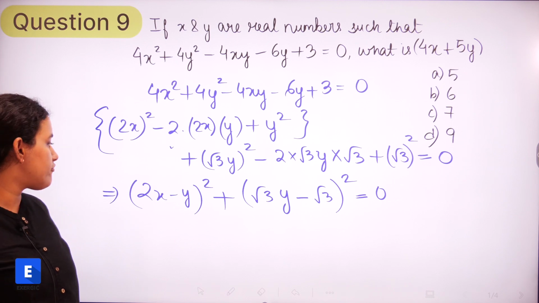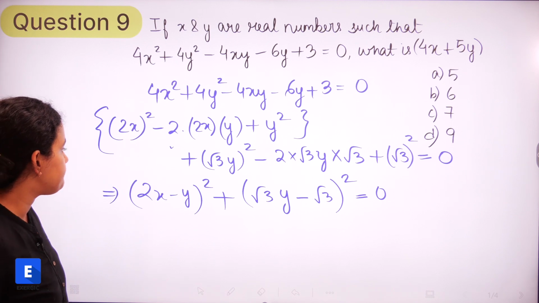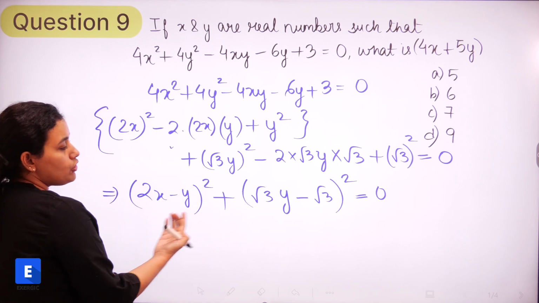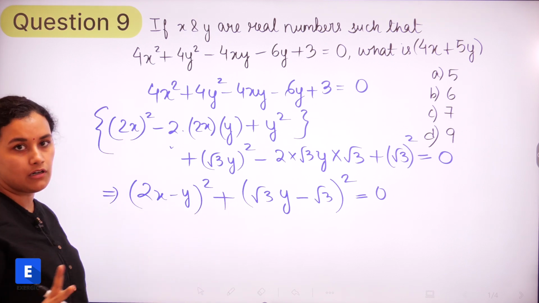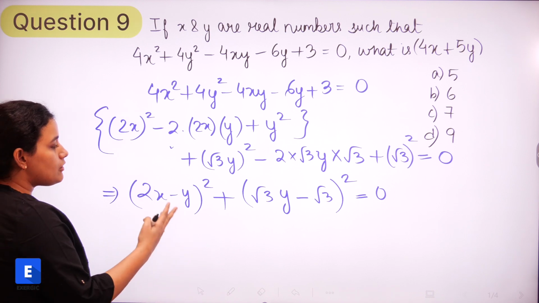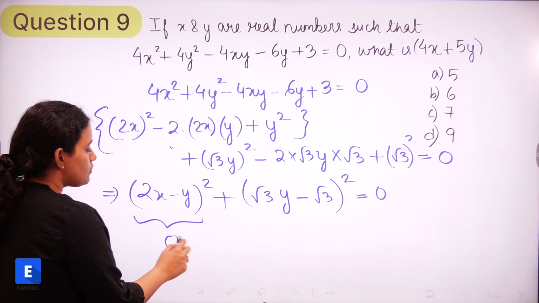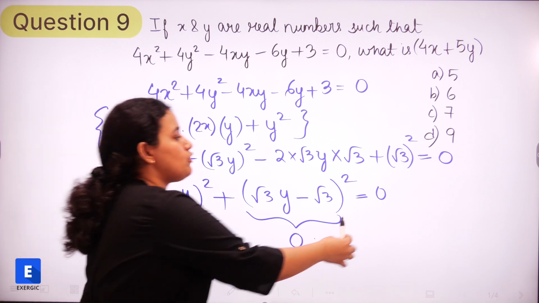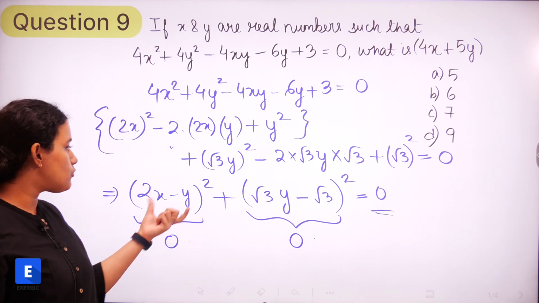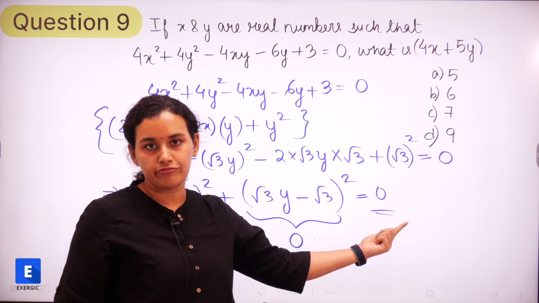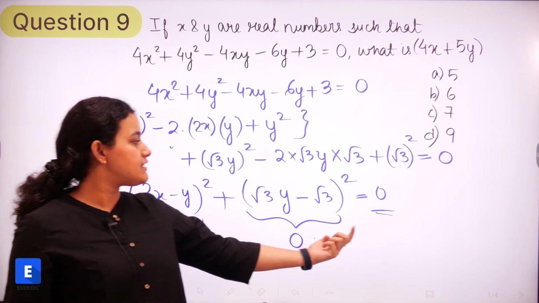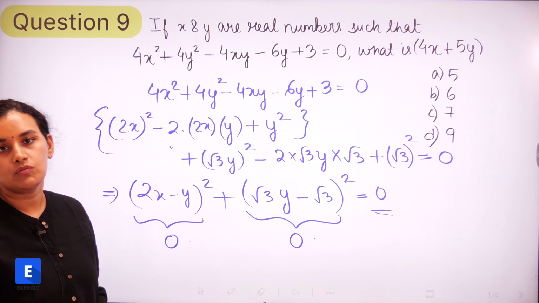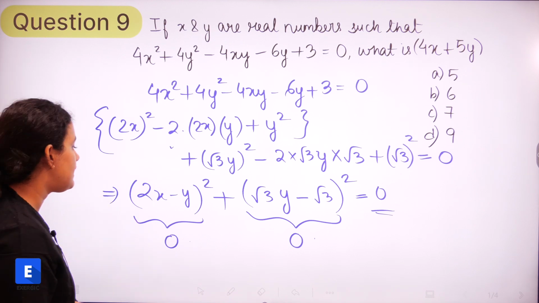Now we need to just simplify this expression. Notice that both of these terms are whole squares, so both of them have got to be positive. This is possible only when this term is equal to 0 and this term is also equal to 0. Only then the sum is going to come out to be 0, because these are both whole squares, so they are going to be positive. So positive plus positive can give me 0 only when they are individually also equal to 0. So on the basis of that, let us simplify.